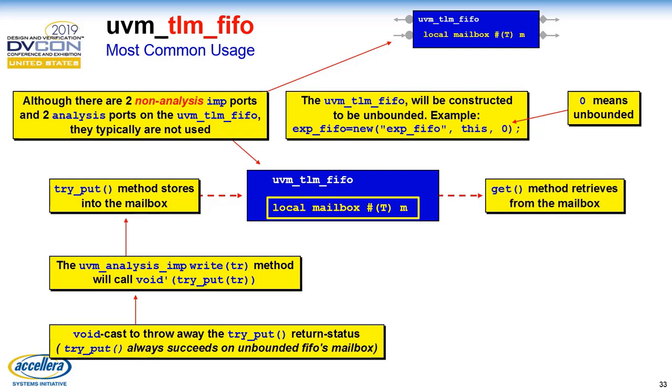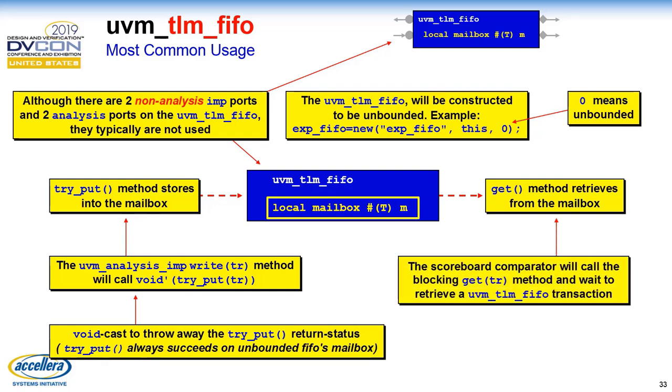On the far side, you've got the blocking get method on these TLM FIFOs. So you can get a transaction from the mailbox, and it is a blocking get. Wait until you succeed in doing so. And so the scoreboard comparator will call the get on the expected and the actual outputs, and then run a comparison between those. So that's your TLM FIFO.